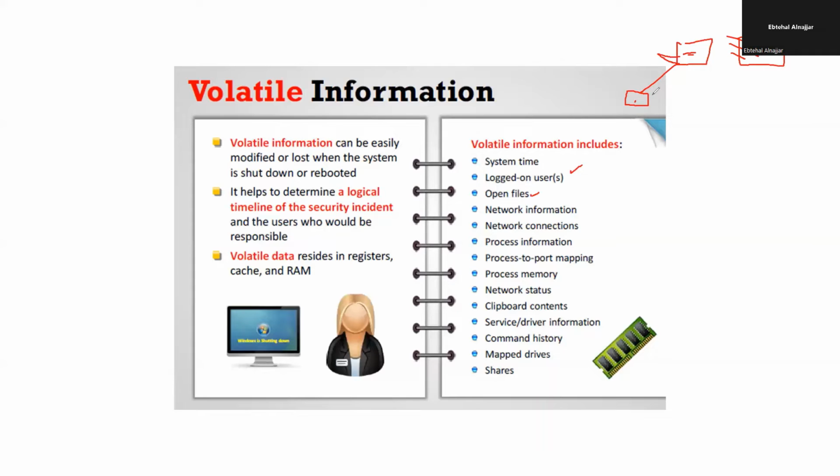Open files: who is opening files remotely or within this computer. This is also an indication of what's happening. Network information means what kind of connection I have to the external world, what kind of ARP entries I have, what kind of routing I have on my machine right now. So this is all important. Network connections I mentioned. Process information means the applications running right now on my machine, and you can see it from the task manager or the task list. You can use more specific tools like Process Explorer to see each process running on your machine right now.